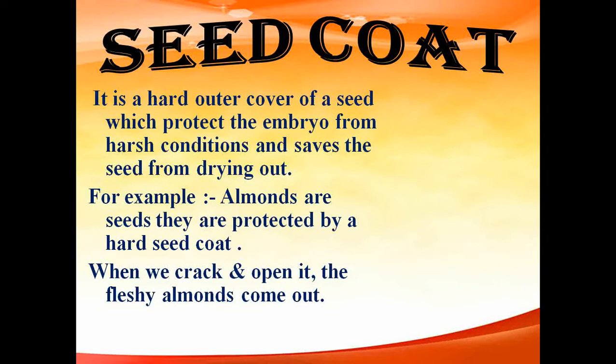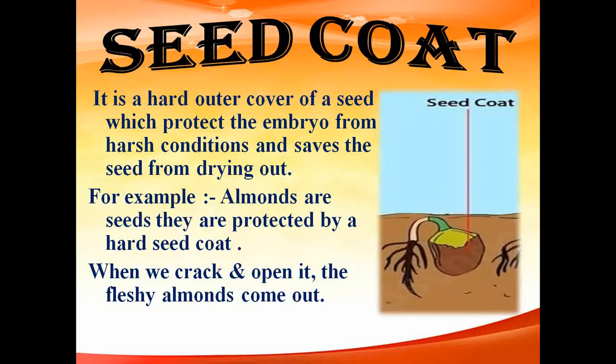Now we'll read about the first part, that is seed coat, in detail. Seed coat is a hard outer cover of a seed which protects the embryo from harsh conditions and saves the seed from drying out. For example, almonds are seeds. They are protected by a hard seed coat. When we crack and open the seed, the fleshy almonds come out. As you can see in the picture, the brown color thin coat is known as seed coat.